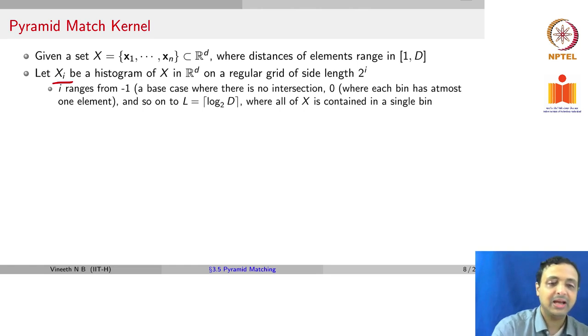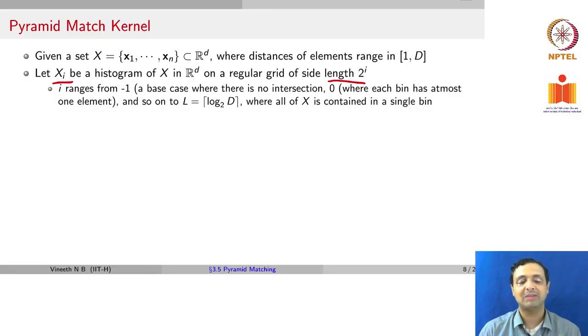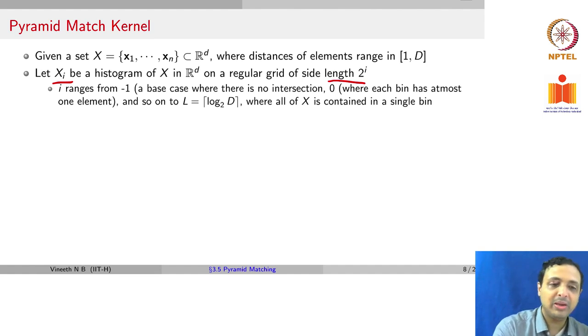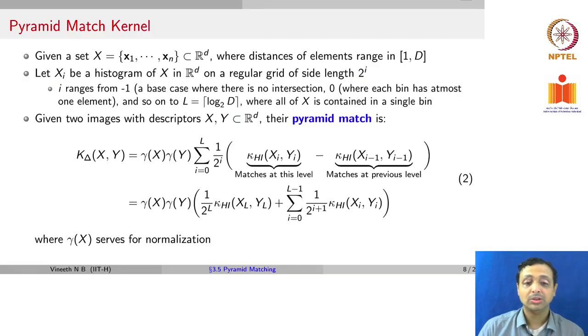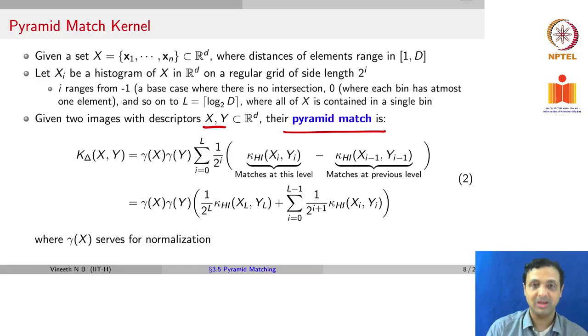So we're going to define Xi as a histogram of X in R power D on a regular grid of side length 2 power I. So we start with histogram at level 0, level 1, level 2, so on and so forth. Technically speaking, we're going to start I at -1, but at -1 there are no matches. It's purely for mathematical convenience, as we will see in a moment. And then we keep building the number of histogram levels until log D, where remember D is the maximum distance between the elements.